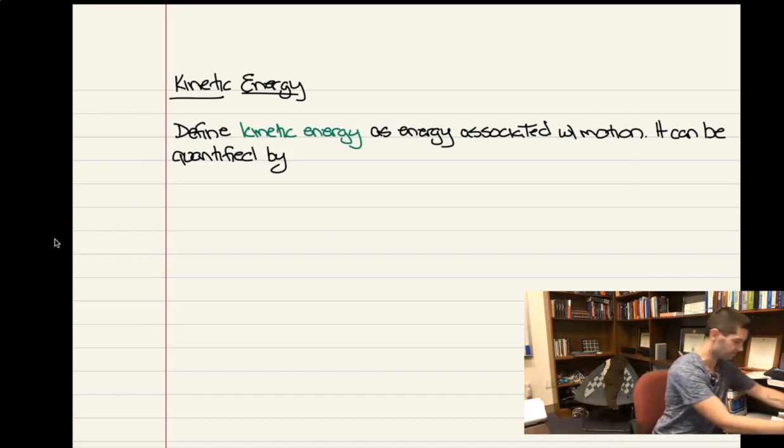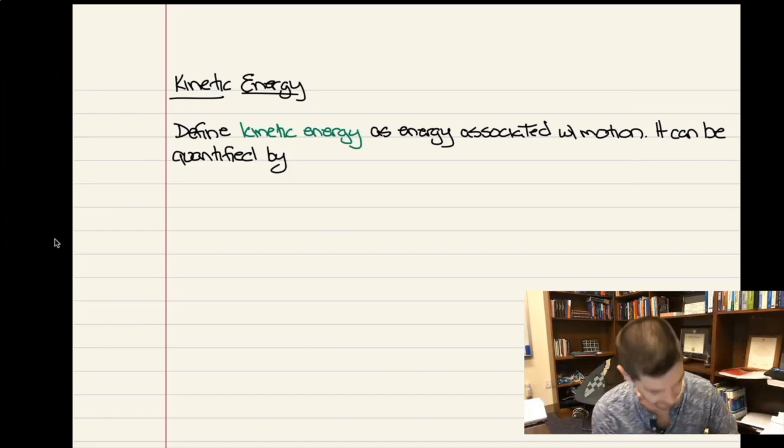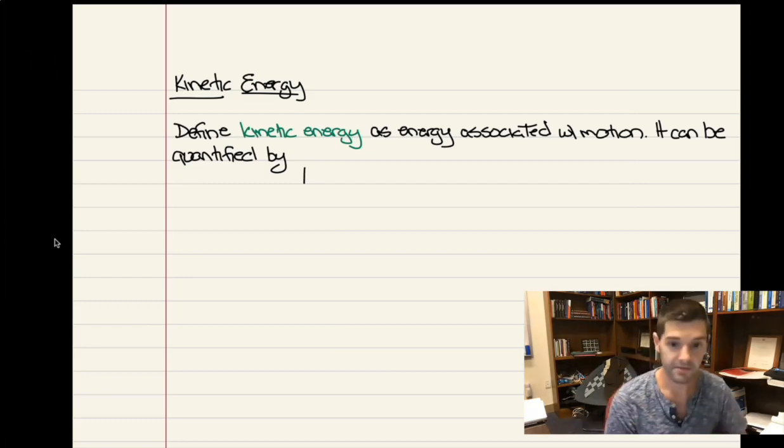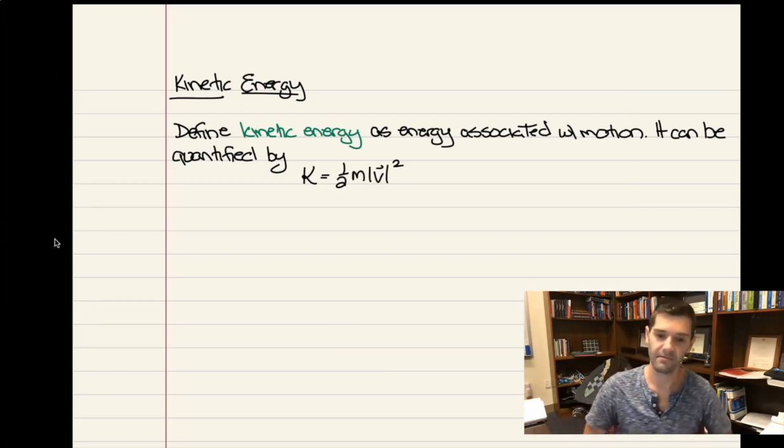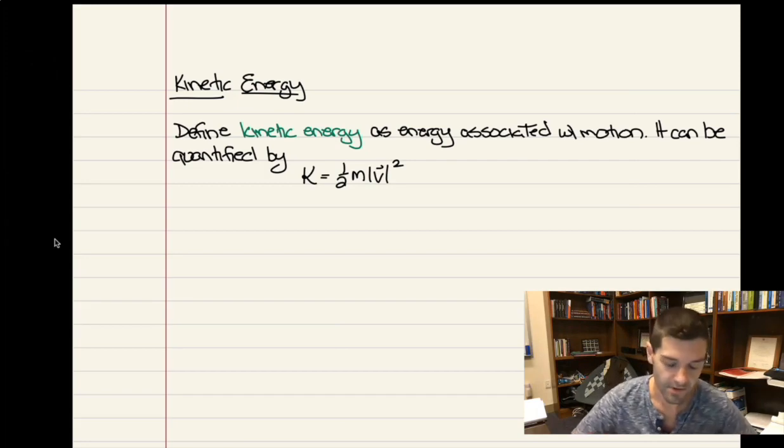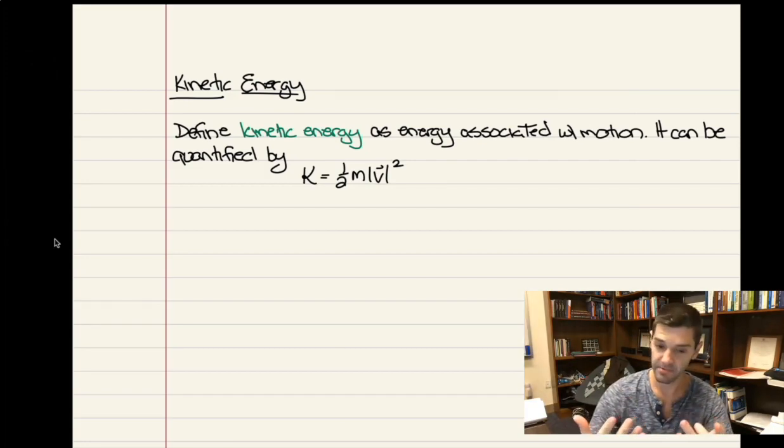Actually, I should check what your book uses. I think it uses K. Yes, it uses K. So I will use K. We can define the kinetic energy K as 1/2 the mass of the object times the square of the magnitude of the velocity. You might hear this colloquially just said as 1/2 mv squared. But I want to be more specific and again bring to the front the point that it is the magnitude of the velocity that matters here.